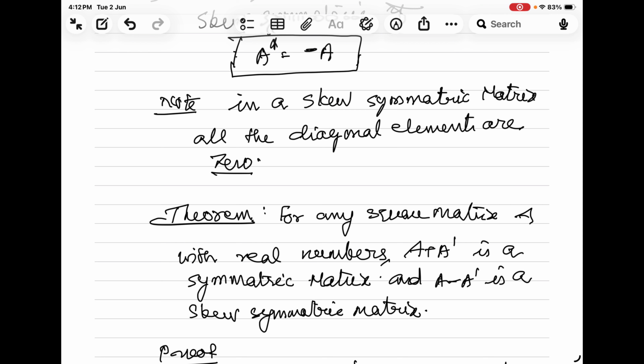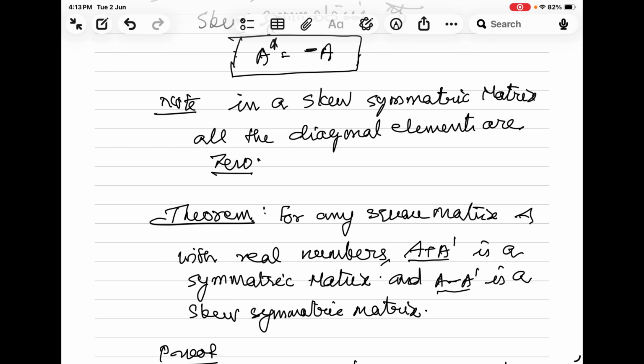Then there are two theorems. The first theorem is: for any square matrix A with real numbers, A plus A transpose is a symmetric matrix, and A minus A transpose is a skew symmetric matrix. A plus A transpose is symmetric and A minus A transpose is skew symmetric.